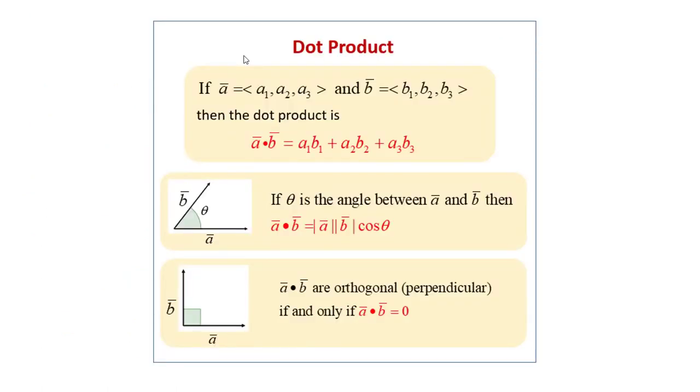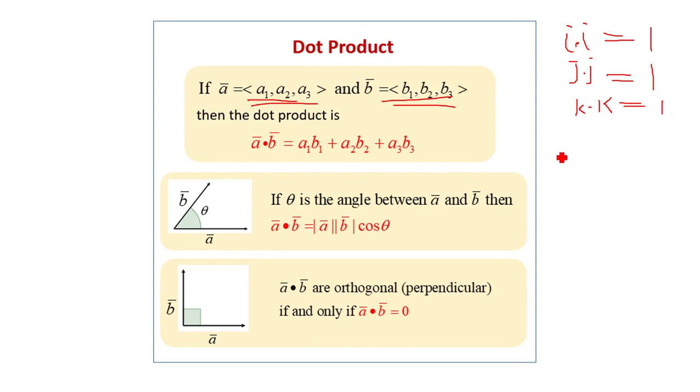So let's look at the dot product of two vectors. What does it mean when you talk about the dot product of two vectors? If you have a and b like that, the dot product of two vectors is simply a multiplication of two vectors. So when you multiply this vector and that vector, keep in mind that i dot i is equal to 1, j dot j is equal to 1, and k dot k is also equal to 1.